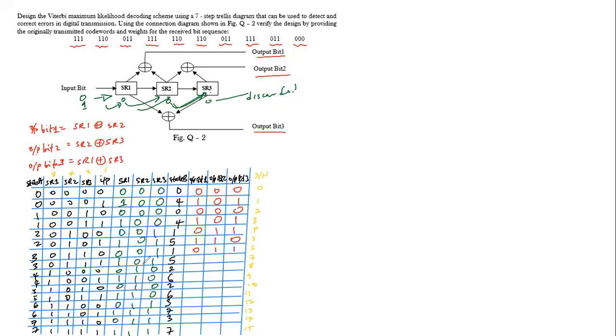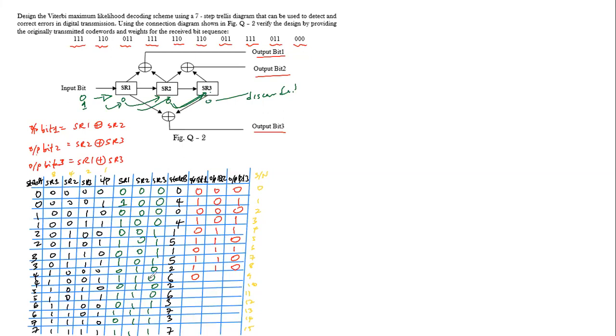Now, in this case, 1 plus 0 is 1. Then 0 plus 1 is also 1. Then 1 plus 1 is 0. Then in this case, 0 plus 1 is 1. Then 1 plus 0, 1. Then 0 plus 0 is 0. Then in this case, 1 plus 1 is 0. Then 1 plus 0, right?